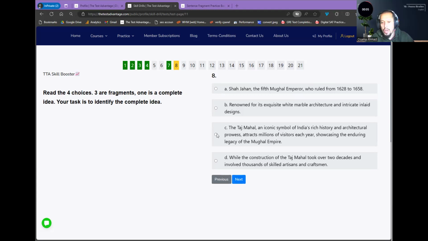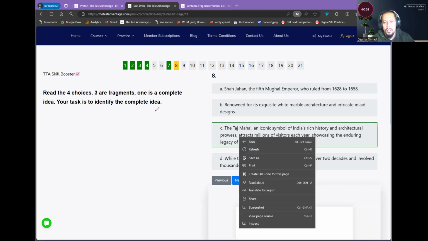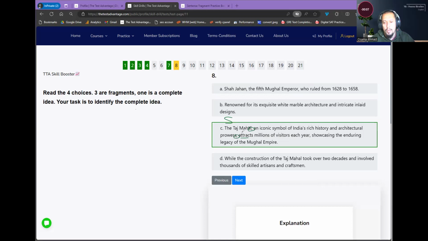Okay, everybody, very good job. Answer C. Now again, look at this. You have a subject, comma, verb. Right here. Subject, comma, verb. I want you to memorize these structures. These are the patterns we will talk about.